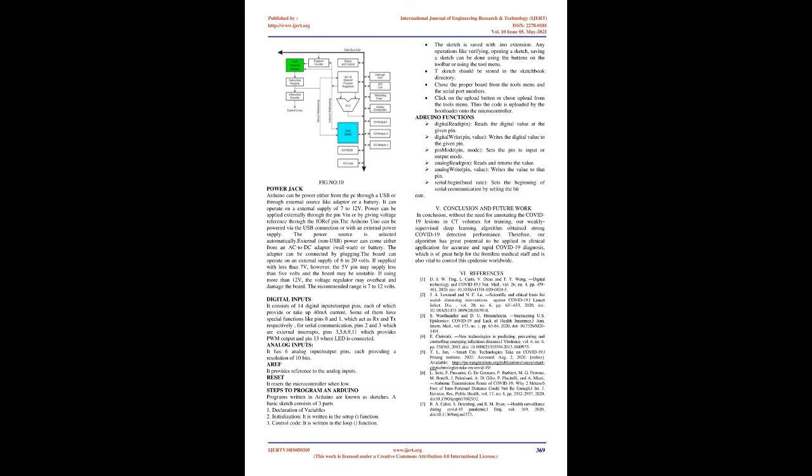battery to get started. The Uno differs from all preceding boards in that it does not use the FTDI USB to serial driver chip. Instead, it features the ATmega8U2 programmed as a USB to serial converter. Uno means one in Italian and is named to mark the upcoming release of Arduino 1.0. The Uno and version 1.0 will be the reference versions of Arduino, moving forward.